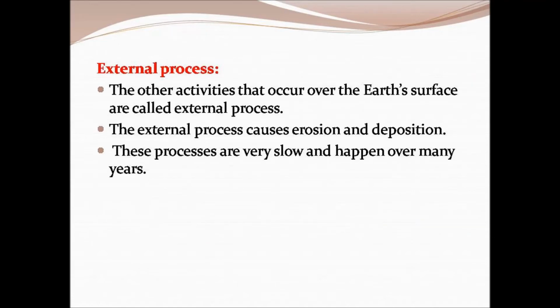External process. The other activities that occur over the earth's surface are called external process. The external process causes erosion and deposition, and these processes are very slow and happen over many years.